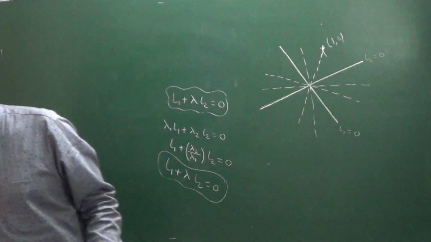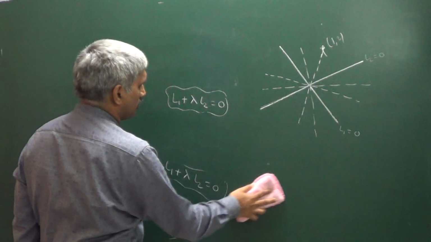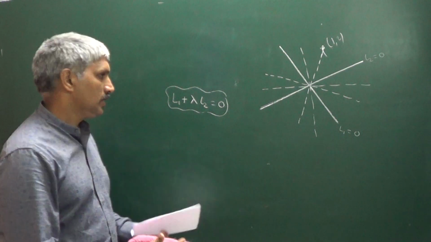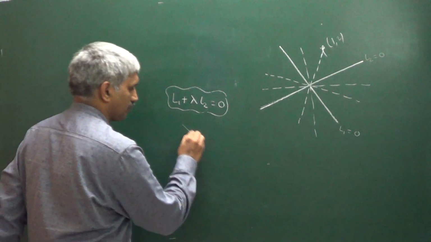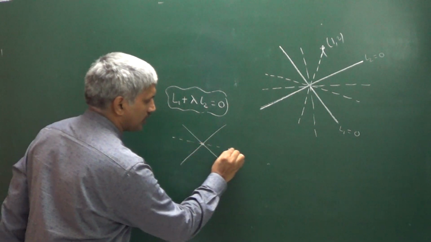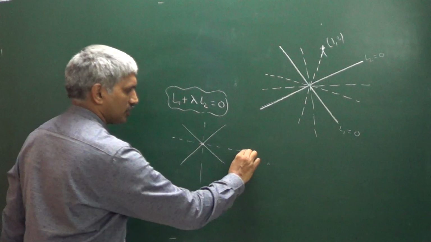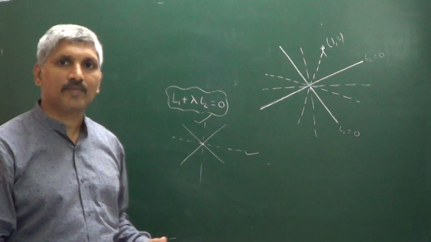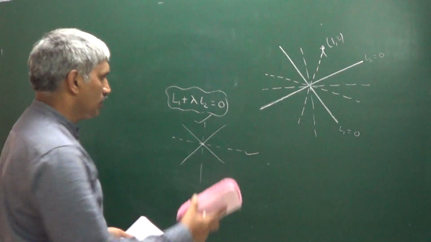So that is about L1 plus lambda L2 is equal to 0. It represents a line passing through the intersection of these lines. All these dotted lines, either this line or this line, must be in the form of L1 plus lambda L2 is equal to 0.